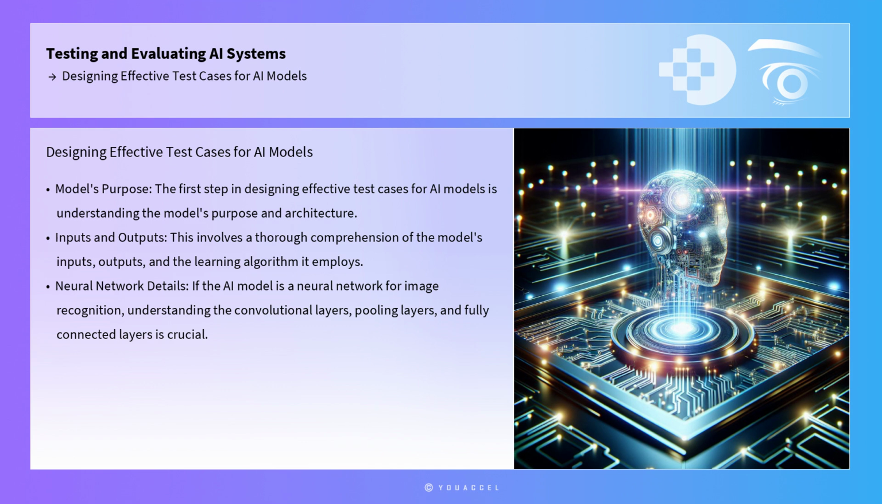The first step in designing effective test cases for AI models is understanding the model's purpose and architecture. This involves a thorough comprehension of the model's inputs, outputs, and the learning algorithm it employs. For instance, if the AI model is a neural network for image recognition, understanding the convolutional layers, pooling layers, and fully connected layers is crucial. This knowledge helps in identifying which aspects of the model are most susceptible to errors.